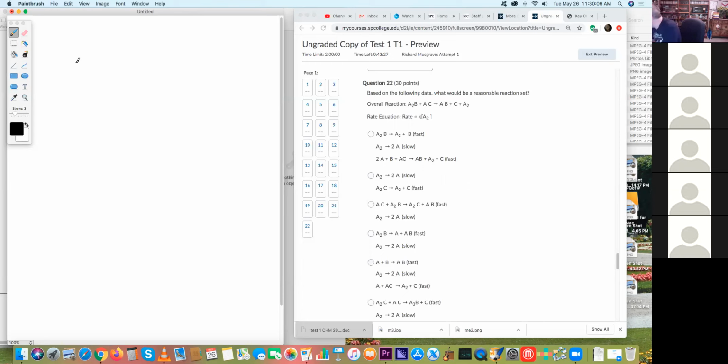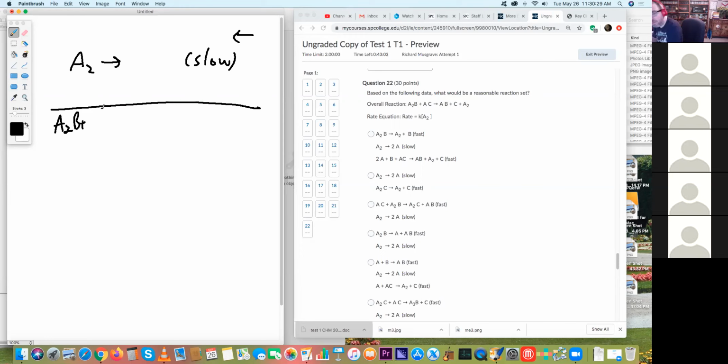All right, so this is the information we have so far. A2 gives something, and we know that's a slow step. We also know there's a step up here that has to be put in too, and that's where the A2 came from, but I'll get to that in a minute. There may be a third step, or there may not be. We don't know until we try this to see. AB plus C plus A2.